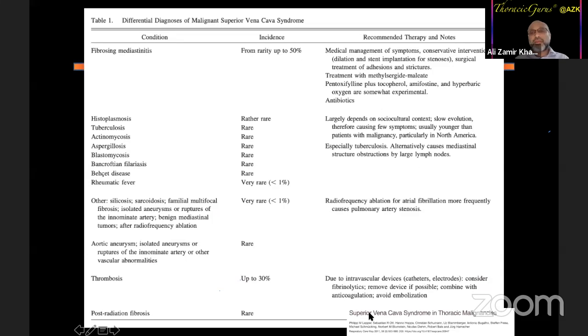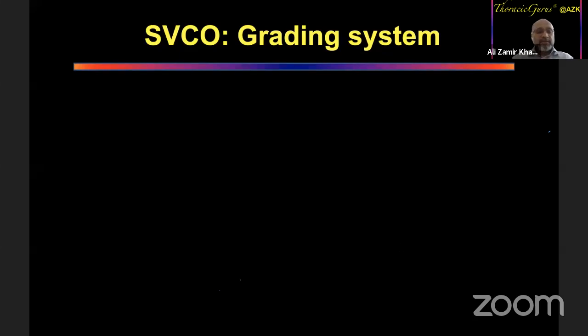So here is a chart from the paper. And this tells you very clearly the whole list of diagnoses that can be present when you're dealing with an SVC obstruction. The important thing is this is a new one because RFA ablation for AF has been causing pulmonary artery stenosis, and as a back pressure, it causes SVC compression. Again, thrombosis is a new one. Almost 30% nowadays we see thrombosis related, predominantly because of intravascular devices, catheters, electrodes, and things like that that have been placed in the SVC. Okay, so that's a little bit about the etiology of SVC syndromes or SVC obstruction.